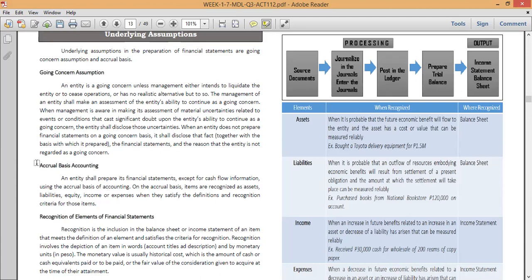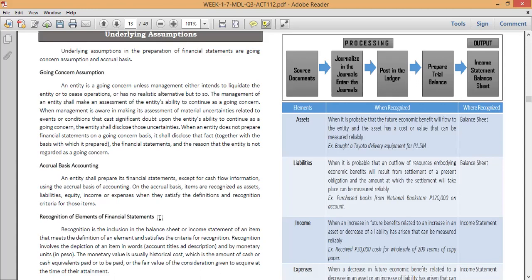Okay? Then dito naman sa accrual basis accounting, lahat ng accounts mo is kino-consider mo na assets, liabilities, equity, income, and expenses. So sa accrual basis accounting po, lahat ng transactions is under sa 5 elements na yun. So, under siya sa assets natin, sa liabilities natin, equity, income. Ito yung mga possible, satisfy the definition and recognition criteria for those items. So, ito yung pagpe-prepare natin ng dalawang financial statement, yung balance sheet at saka yung statement of income.